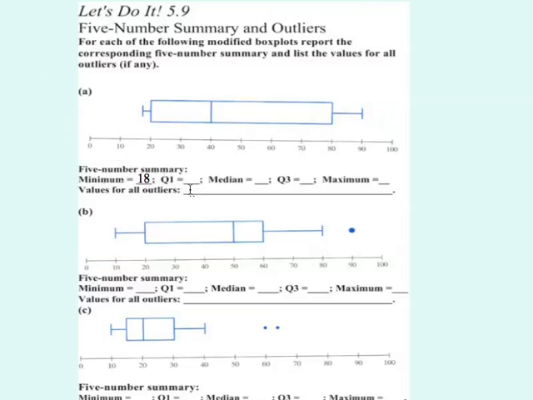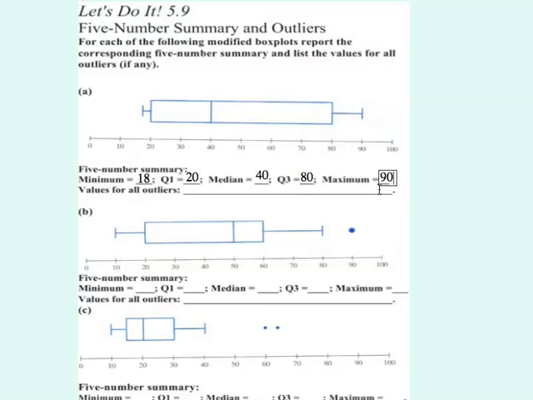Looks like Q1, we'll go with Q1 being at 20. Looks like the median on this one is falling right about at 40. Looks like our Q3, I'd roll with 80 for the Q3 here. And looks like the maximum on this one is at 90, okay?